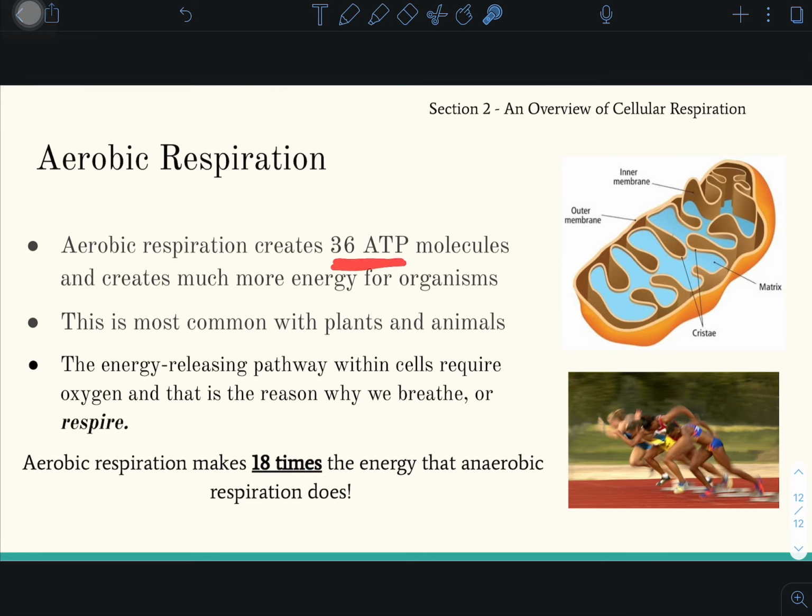Aerobic respiration, way more efficient. 36 ATP molecules. Every one glucose molecule goes through and creates 36 ATPs. Much more energy for organisms. This is the most common form of cellular respiration found in plants and animals. Okay, but this requires oxygen. Aerobic, oxygen, aerobic needs oxygen. Okay, that's why we need to breathe or respire. Okay, aerobic respiration, like I said, 18 times the energy of anaerobic respiration. Much, much, much more energy efficient.